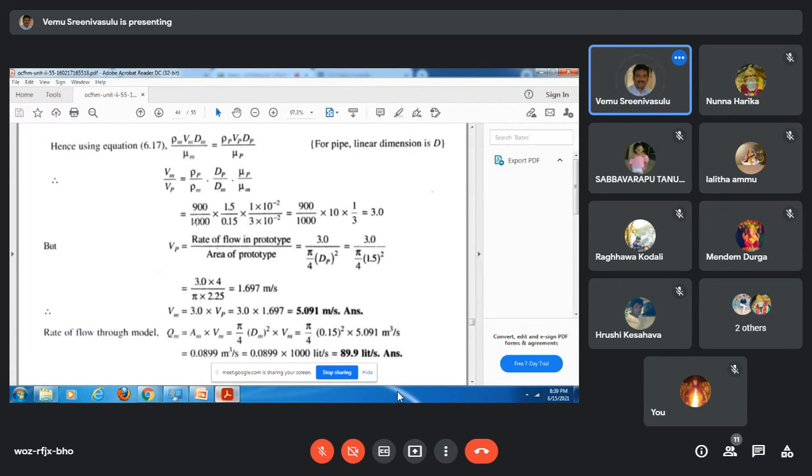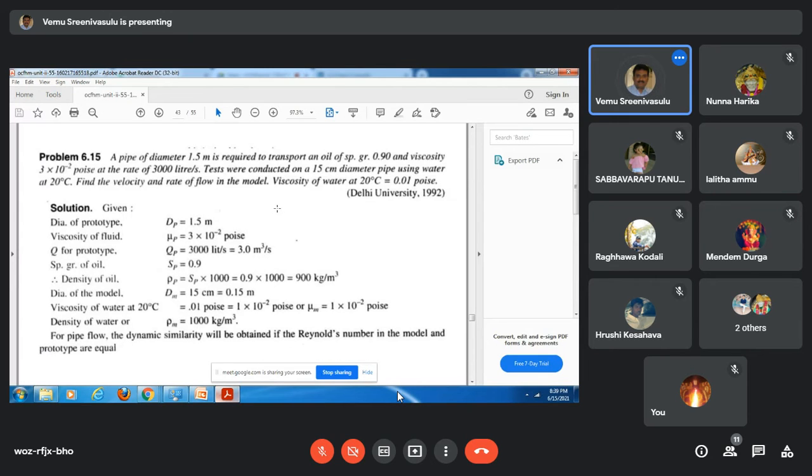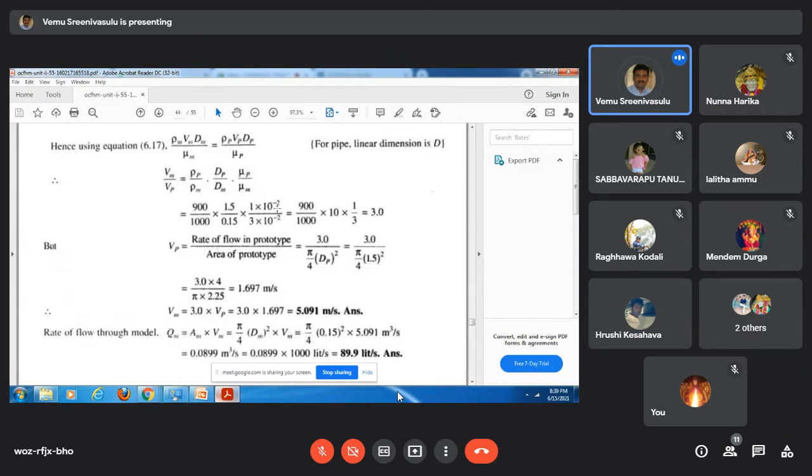Instead of the oil, we are using water in our laboratory. Diameter of the pipe is 1.5 in the prototype and 0.15 in the model. What is the viscosity of the prototype? 3 into 10 to the power of minus 2. Sorry, this is wrong, this is mu m by mu p.